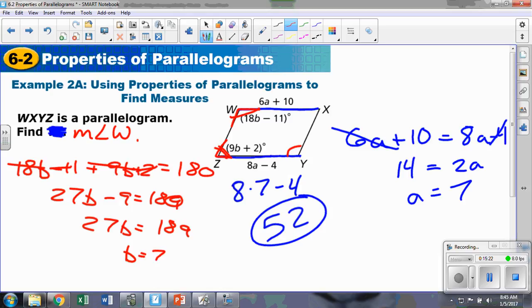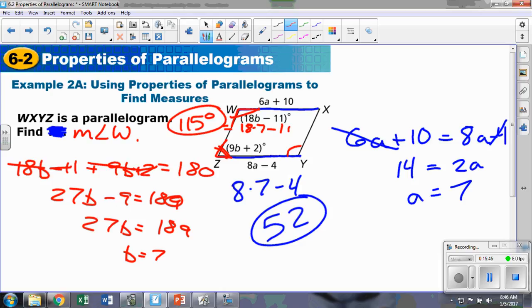Since b is equal to 7, we would take 18 times 7. That's 70 plus 56, 126. 126 subtract 11 gives us 115 degrees. And we're done. And yeah, I know I rushed through that a bit quickly, but you've demonstrated a number of times that you don't have a problem with that.